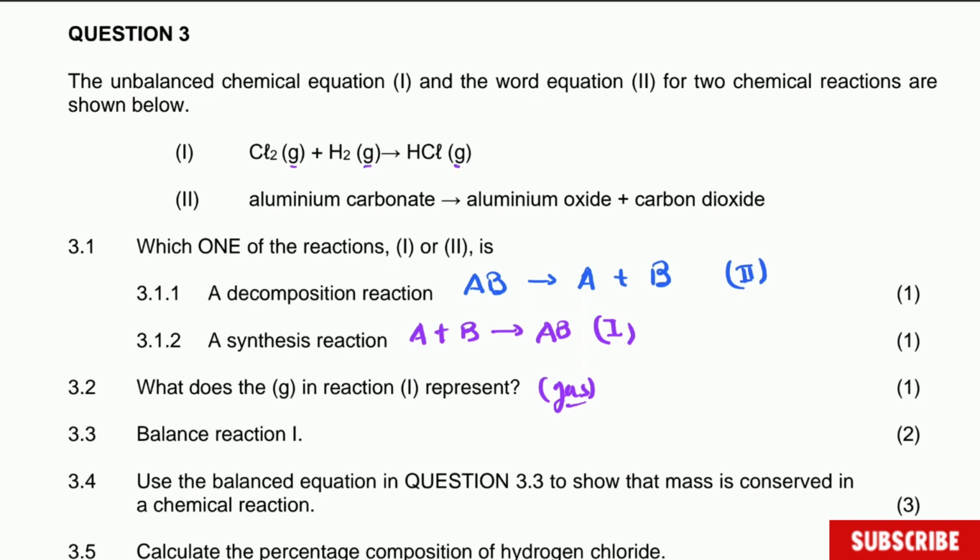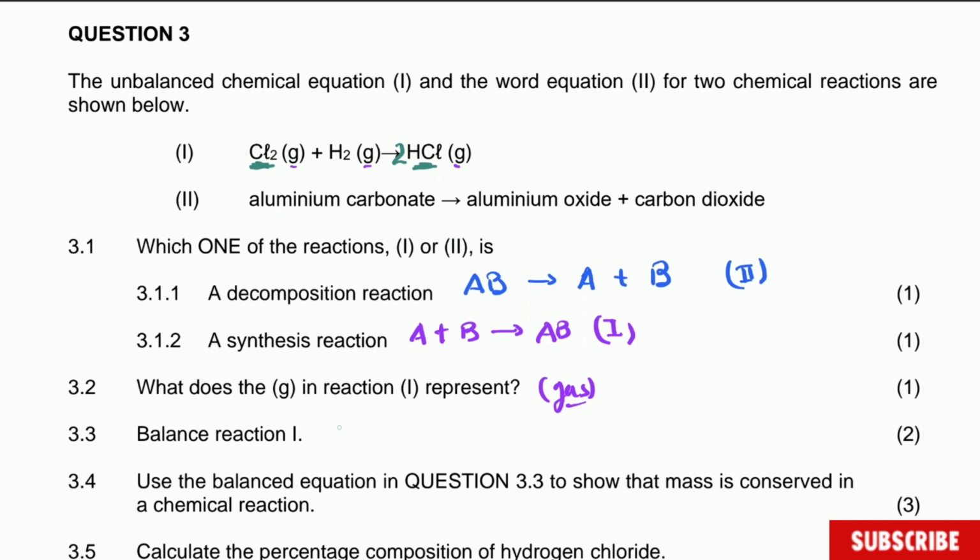Balance reaction 1. So let's balance reaction 1 real fast. And this one is quite simple. We're going to start with chlorine. Chlorine, you see in the left hand side, there is 2 chlorine, and in the right hand side there is only 1 chlorine. So to balance this one, you have to fix a 2 at the front. Now we have 2 chlorine. You go to hydrogen, you have 2 hydrogen and 2 hydrogen. So the equation is balanced like that.